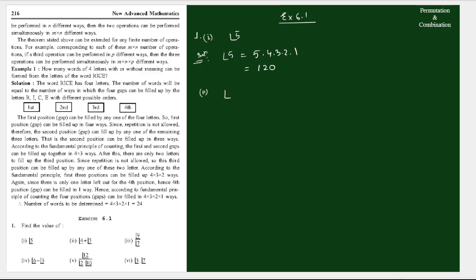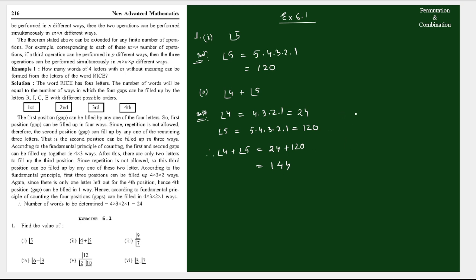Question number 2. Factorial 4 plus factorial 5. So how much is factorial 4? 4 into 3 into 2 into 1. This is nothing but 4 threes are 12, into 2 is 24. And factorial 5 is how much? 5 into 4 into 3 into 2 into 1, that is 120. So factorial 4 plus factorial 5 equals 24 plus 120, which is 144.